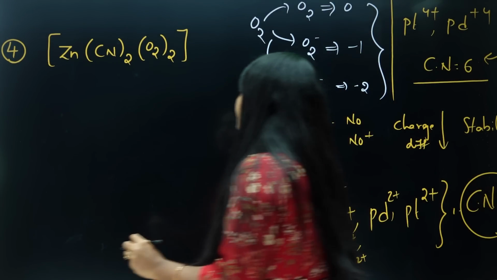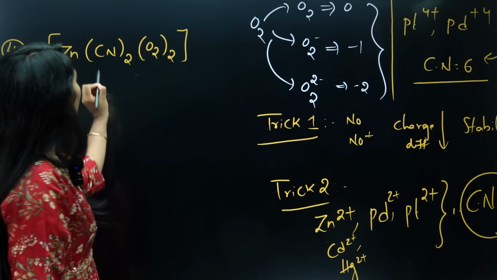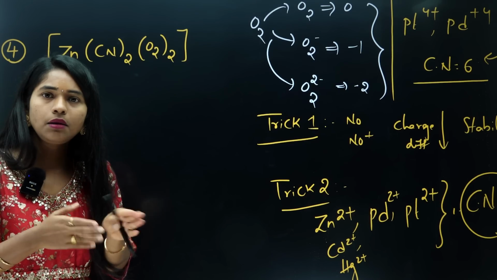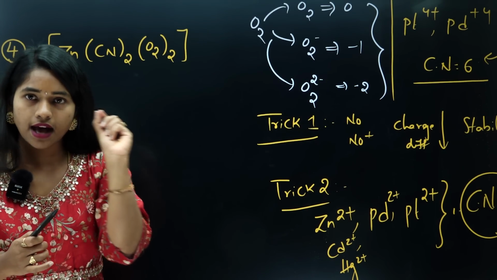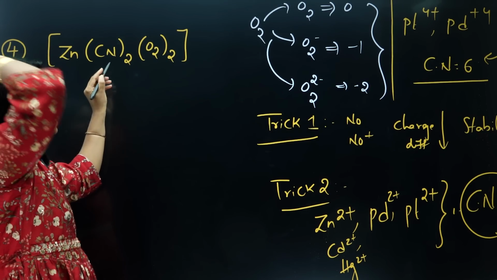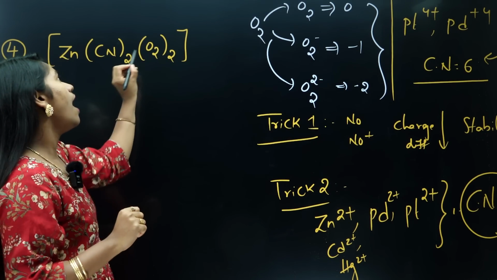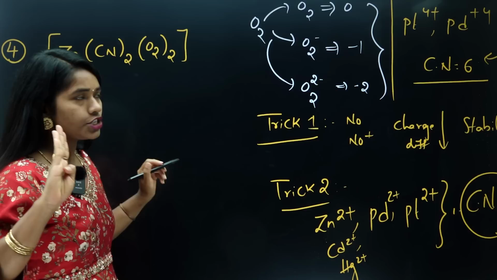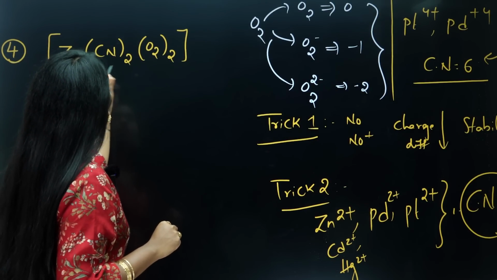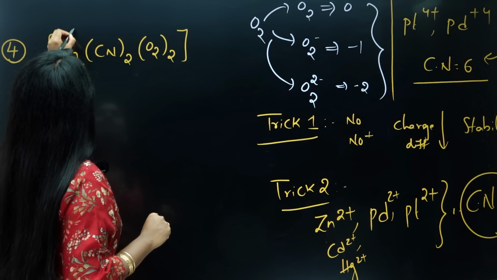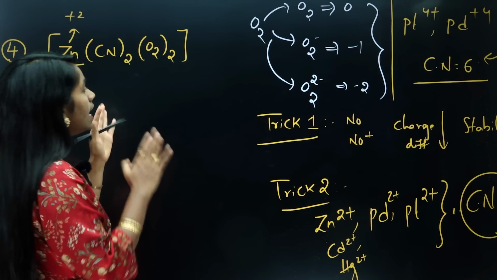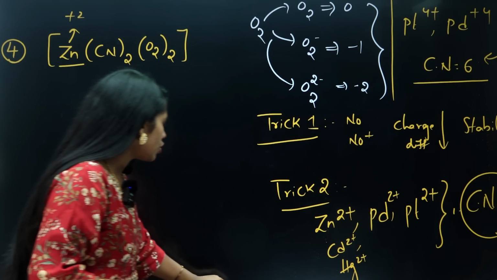Okay. Now let us see here. I told you coordination number means how many ligands are present around the central metal atom. In this case, how many ligands are present? 2 cyanides and 2 oxygens. Total coordination number is 4. So coordination number 4, in the sense zinc is mostly in +2 state. In such a way we have to solve the question.